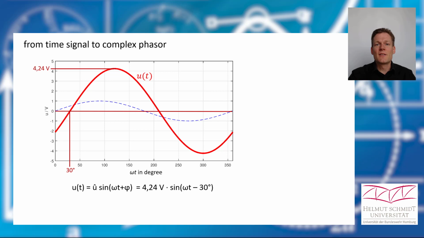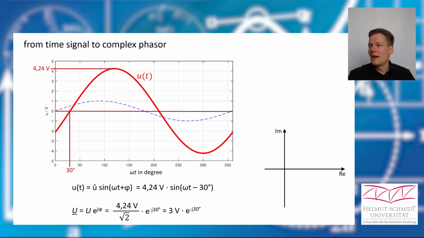Okay, and if we want to express this with complex numbers, it should look like this. And therefore we take the amplitude of our voltage and divide it by the square root of 2. This is just to get the RMS value of our sine wave. And then we have this phase angle minus 30 degrees, and therefore we can express our complex number like this. And maybe you wonder why I've chosen such an ugly amplitude value. That was just because if I divide this voltage by the square root of 2, the result is 3 volts. And now we can draw the complex number in our complex plane, and it looks like this. The absolute value is 3 volts and the phase angle is minus 30 degrees.